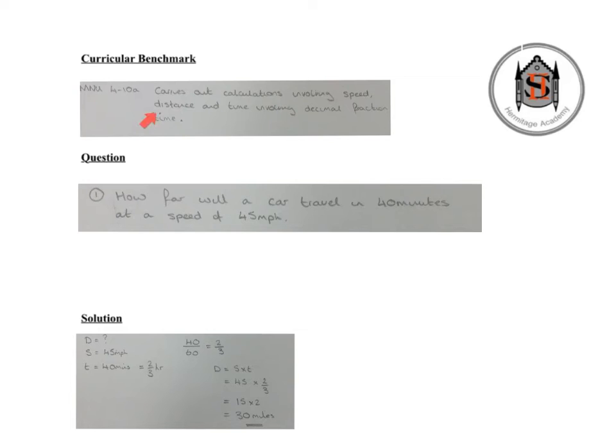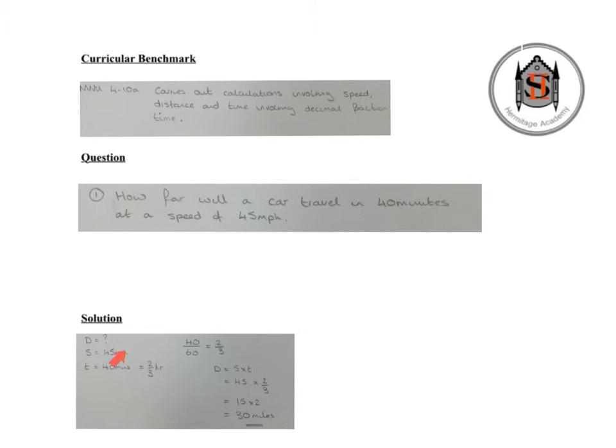The benchmark for this question is to carry out calculations involving speed, distance, time, and involving decimal fraction time. The question reads, how far will a car travel in 40 minutes at a speed of 45 miles per hour? To solve this question, we start by writing DST down the side, standing for distance, speed and time.